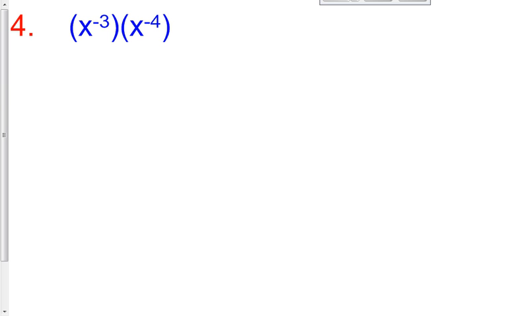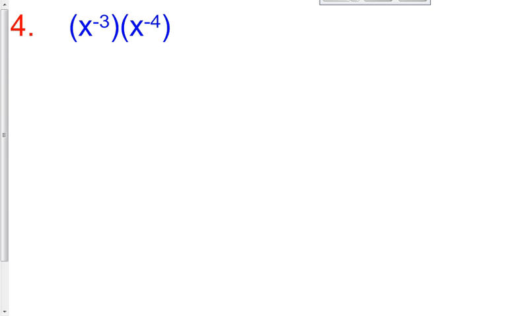Working on this next one, we have x raised to the negative 3rd times x raised to the negative 4th. You can move this to the denominator right away, but that might be more inefficient, because what's a negative number times a negative number? Rats, I made a mistake. I thought I was doing the power property, but I'm doing the product property. So here's what we got. We have x raised to the negative 3rd times x raised to the negative 4th.